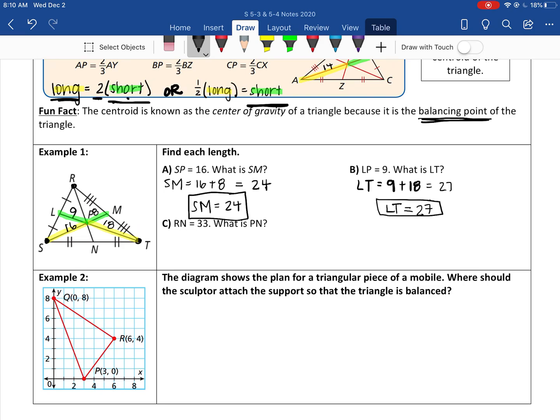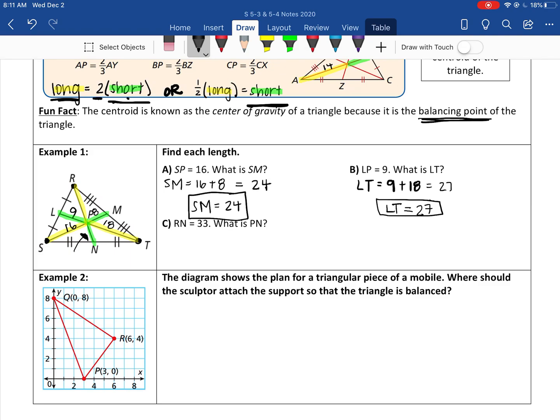All right. And finally, they tell me that this whole length RN is equal to 33. Okay, so I know that this whole length is 33. So I have my long piece and I have my short piece. Oh, those colors are backward. I have my long piece and I have my short piece. Okay, so I want to find this length, this green length, PN.